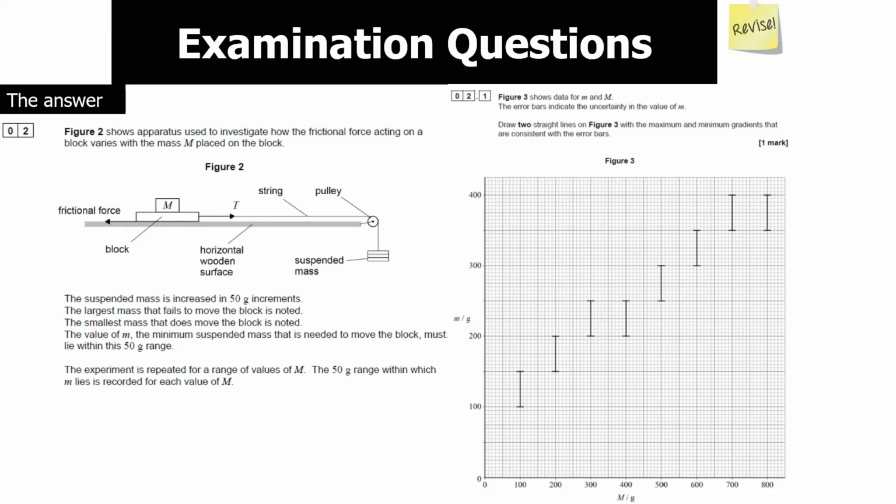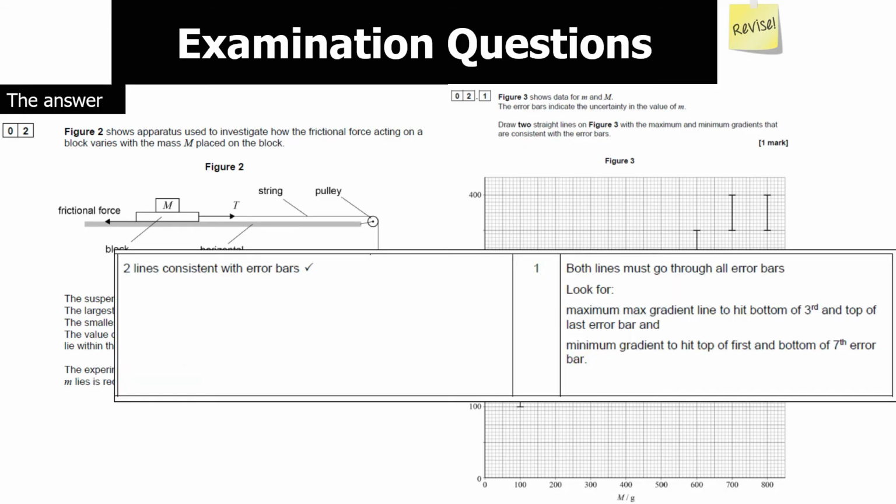So again, this question tests your understanding of what error bars are and how they link into gradients. So you need to be drawing two lines. One is the maximum gradient, which is the steepest line possible, and one is the minimum gradient, which is going to be the shallowest line possible. But they've got to go through the error bars. So they've got to go through both the error bars, and you've got your minimum gradient hitting the bottom of the error bars and your maximum gradient hitting the top of the error bars, and that should hopefully give you your two lines.